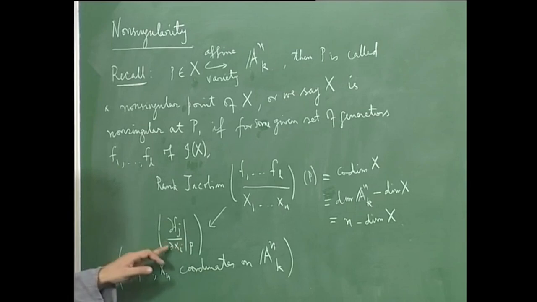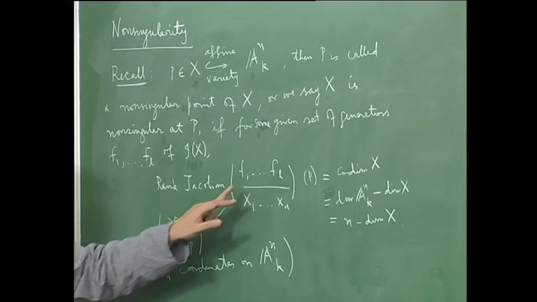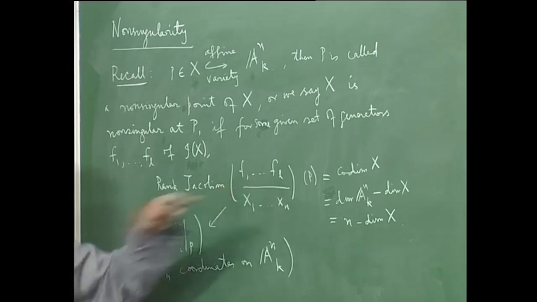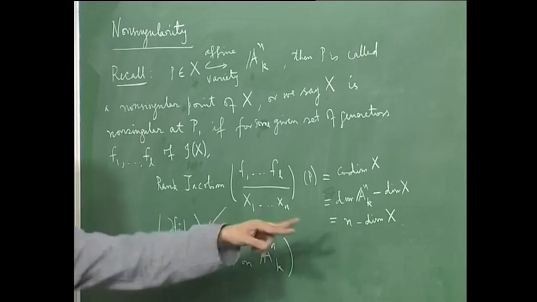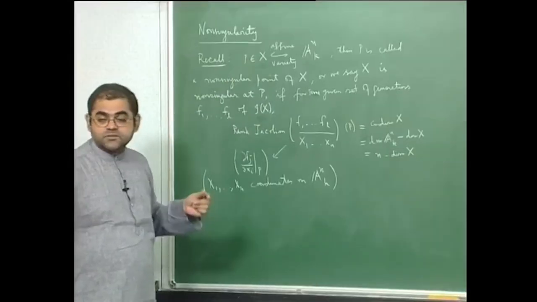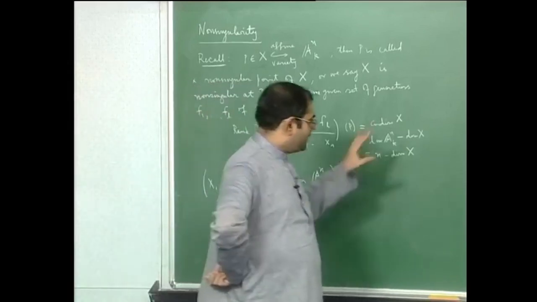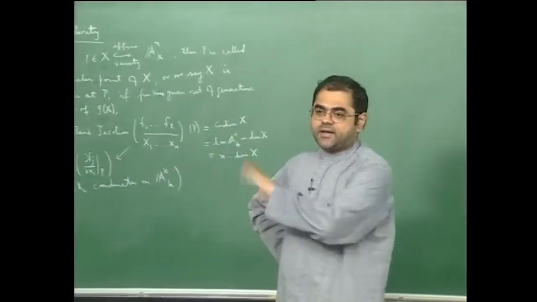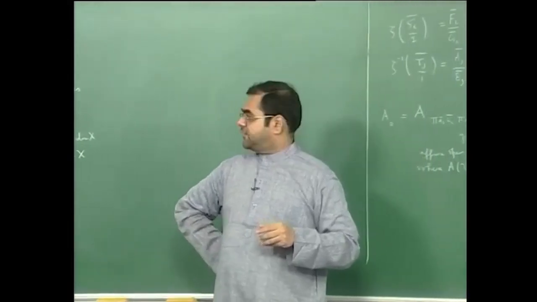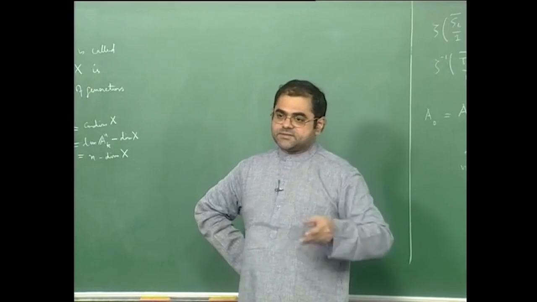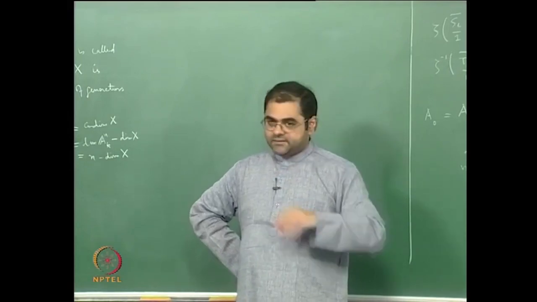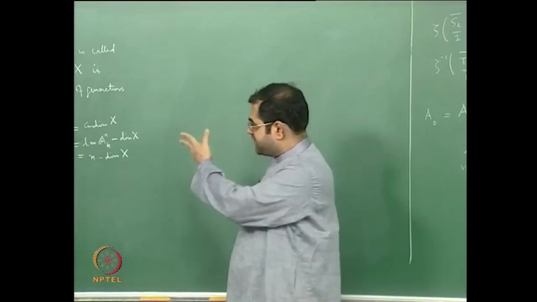Therefore, this Jacobian matrix, which is a Jacobian of all these generators, this matrix itself could change. But then the definition is that whatever it is, you calculate its rank. If its rank is equal to the codimension, then the point is a smooth point, a non-singular point. So it looks like this definition involves too many ambiguous things, and it might not be very consistent if you change the various choices. But that's not true.